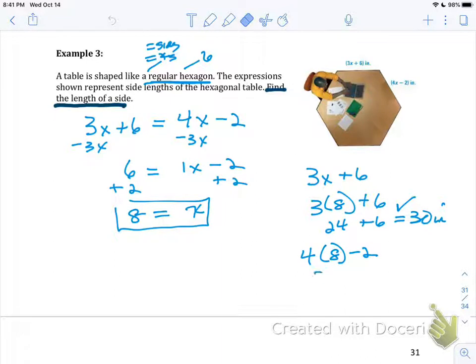4 times 8 is 32, minus 2 equals 30. That checks. So the side lengths are 30 inches, and I got that by setting them equal, and I knew I could do that because I knew it was a regular shape. Regular shape, remember, means that the angles and the sides are all equal.